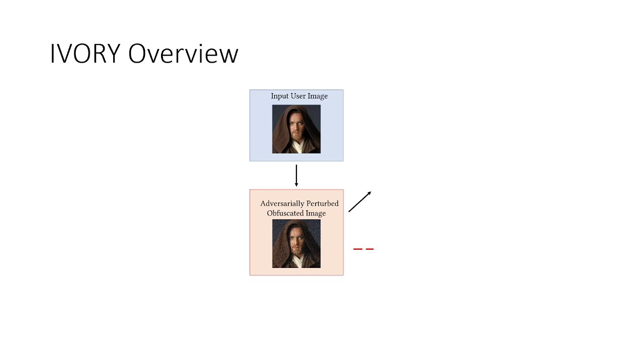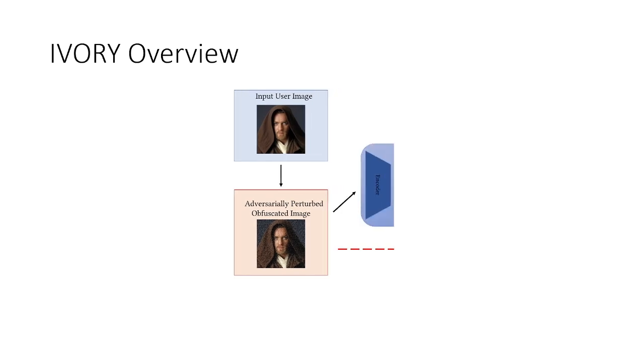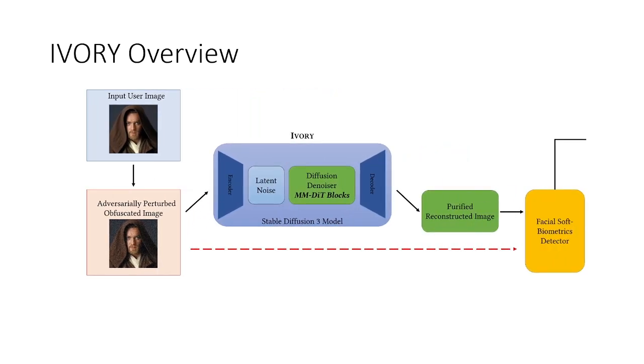IVORY takes in adversarially perturbed images, which are images that have been deliberately distorted to confuse or protect against unauthorized analysis. Once these images are fed into the IVORY pipeline, the MMDiT model applies a two-stage diffusion process. In the first stage, Gaussian noise is added to degrade the adversarial patterns. Then, in the reverse diffusion phase, this noise is gradually removed, restoring the image to a cleaner state where soft biometric features like gender, age, and ethnicity can be accurately extracted.